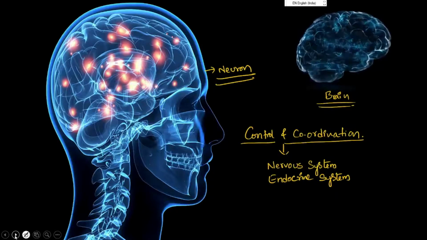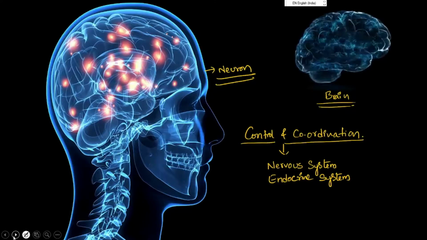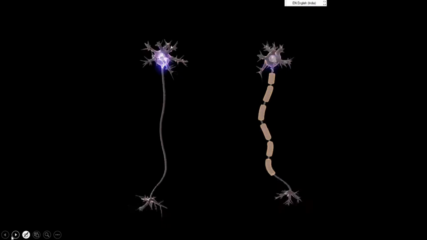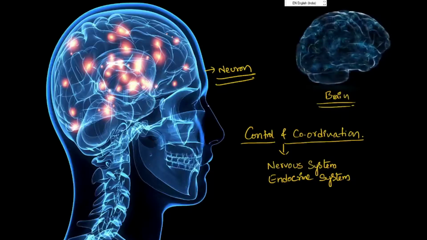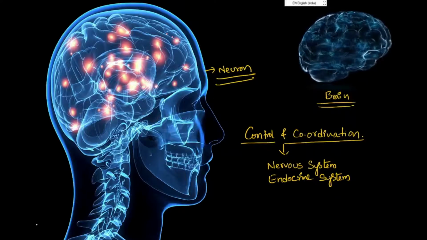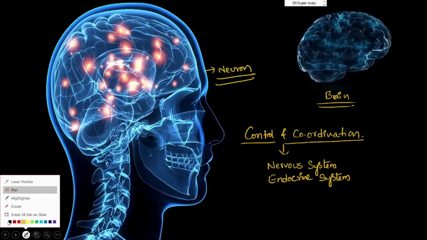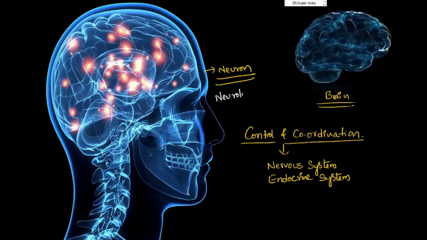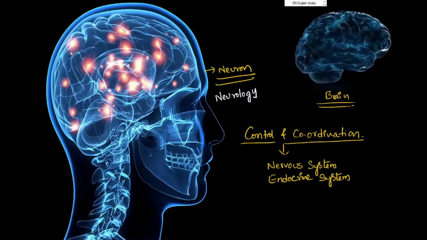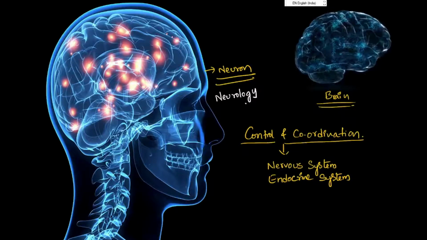First I will start with the nervous system, students. What actually is this nervous system, and what is its basic unit? No doubt the basic unit of the nervous system consists of neurons. The study of this nervous system is known as neurology. Make a note of it: the study of the nervous system is known as neurology.